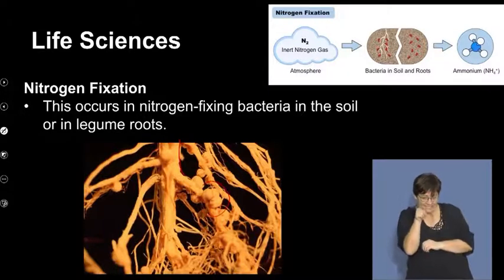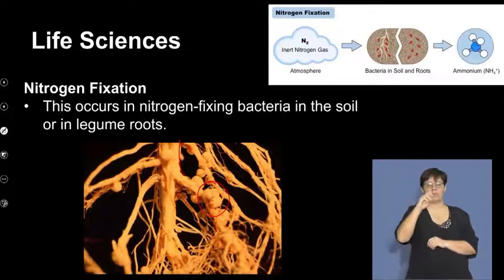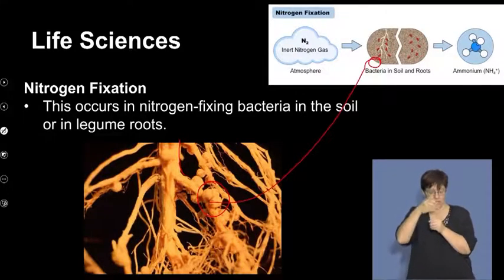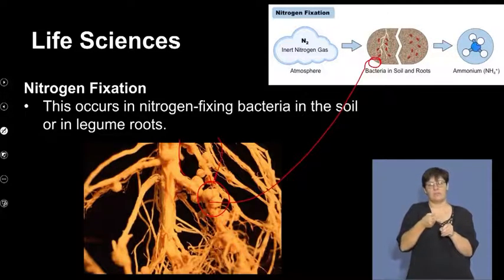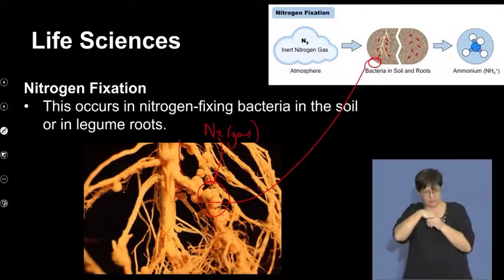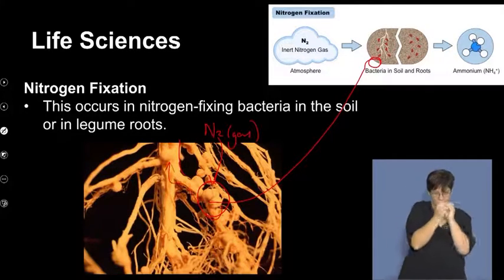As I mentioned, here's the root of a leguminous plant. Again, these swellings are called root nodules, and within these root nodules you will find there are bacteria present, and these bacteria are able to take in the nitrogen from the atmosphere as a gas, and they're able to fix that, and that nitrogen is available.